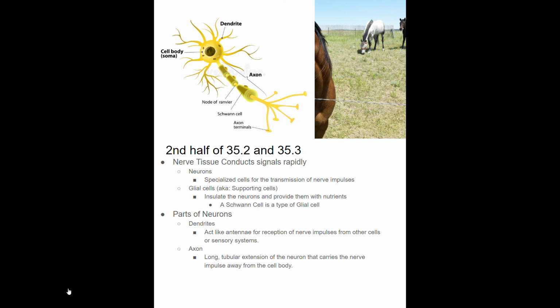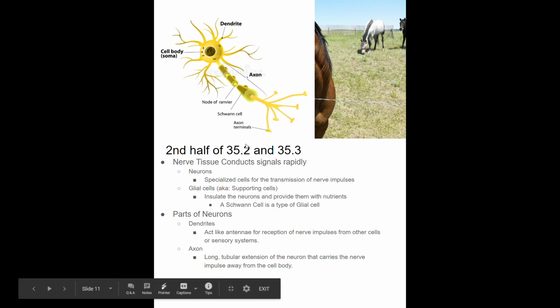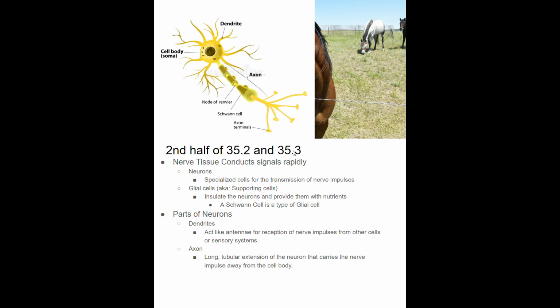Alrighty, y'all. We are going over the second half of 35.2 and a little bit of 35.3 in this lesson. So let's get started. Second half of 35.2, we're starting with nerve tissue conducts signals rapidly.